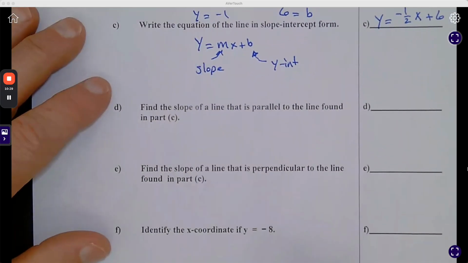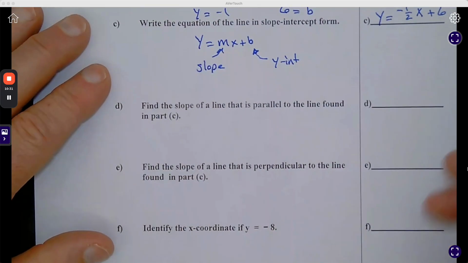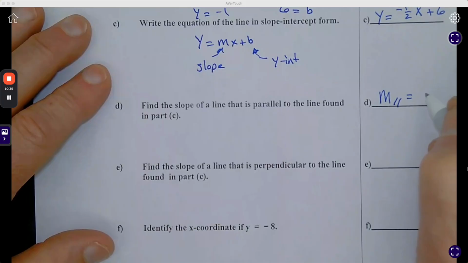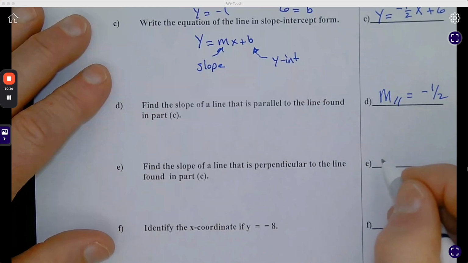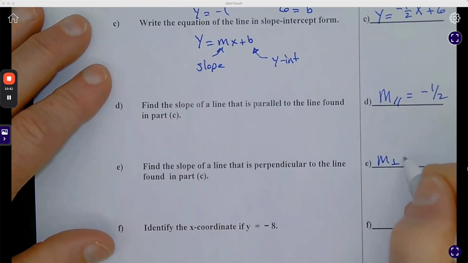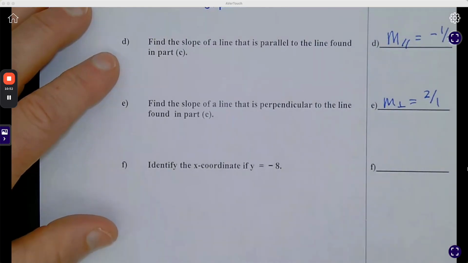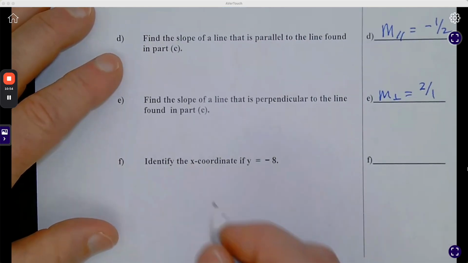Okay, let's do the parallel again. Well, what do we know about parallel lines? So the slope of a parallel is exactly the same as the slope of the line we're referring to. So that's easy. Perpendicular, slope of a perpendicular is opposite. So opposite of a negative is a positive. And then flip the fraction. Boom, done. Okay, now we're going to identify the x-coordinate when y is negative 8.